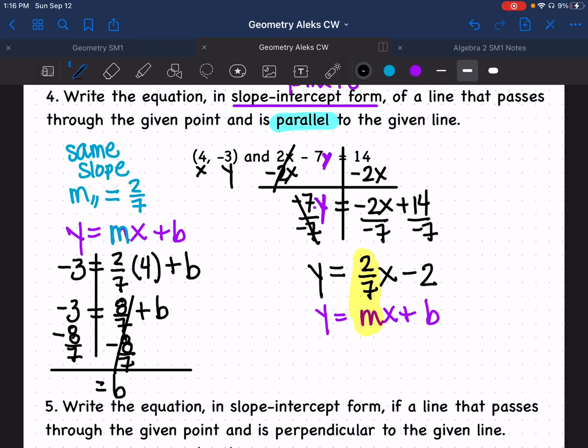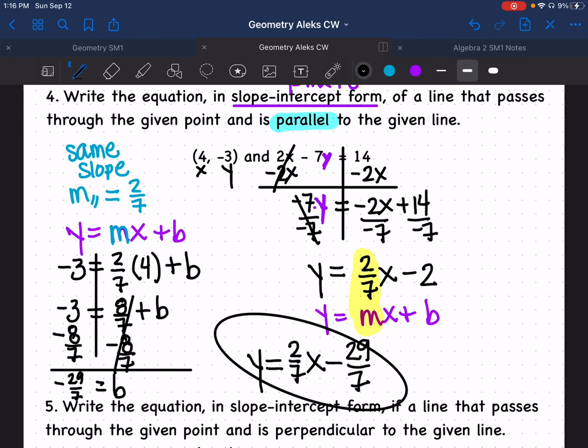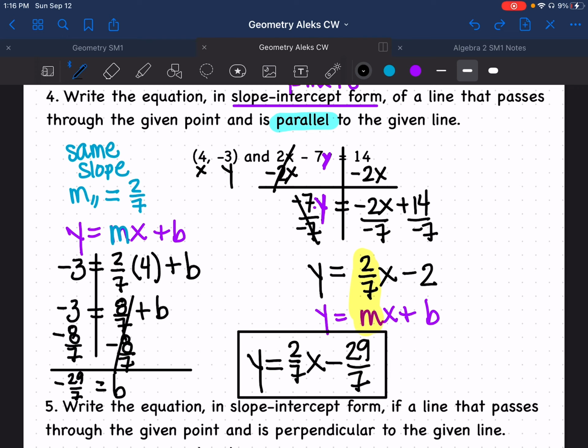Give me just a sec, ladies and gentlemen. I need my calculator. Let's see. It's going to end up as -29/7. So my equation is going to be y equals the same slope, x, minus 29/7. It should not be that hard on the quiz. Gosh, I hope not. That was tricky, tricky. But your calculator will take care of it for you.